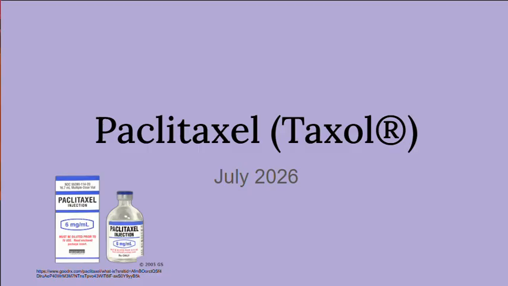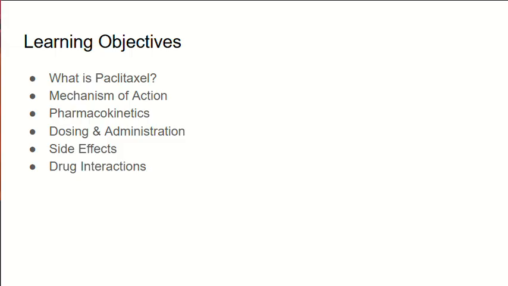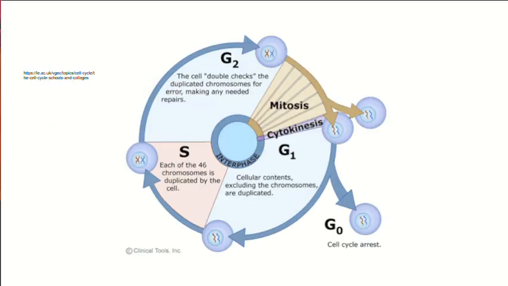In this video, we will review another common chemotherapy drug, Paclitaxel, or its commonly known brand name, Taxol. By the end of the presentation, you will have learned about these key points. Because Paclitaxel affects cell division, we will start with a brief review of the cell cycle.